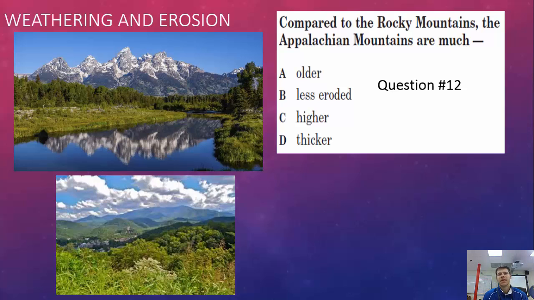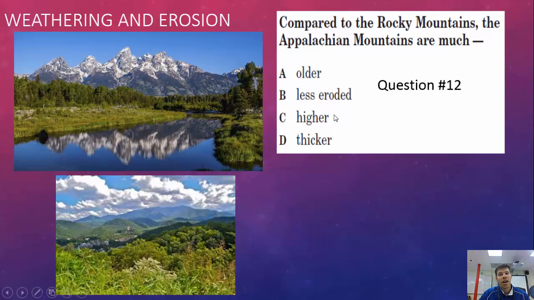Compared to the Rocky Mountains, are the Appalachian Mountains older, less eroded, higher, or thicker? All right, let's look at a picture of both. Here are your Rocky Mountains on the top picture. You can see these Rocky Mountains are very grand, very high, very tall. On our bottom picture, we see the Appalachian Mountains are much less pronounced, a little bit flatter. You can see a lot more forest developed over them. So our Appalachian Mountains are more eroded, not less eroded.